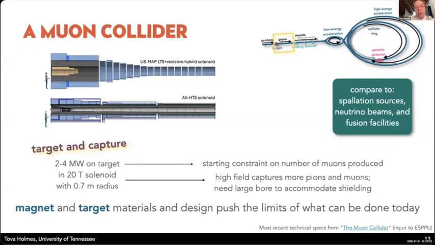And so basically, the higher the field, the more pions and muons you get, but you need this large bore to accommodate the shielding so that this magnet isn't suffering from the radiation from what's coming off of the target. So these are really pushing the limits of what can be done today, but it is all very synergistic with the fusion facilities, also neutrino beams and spallation sources.